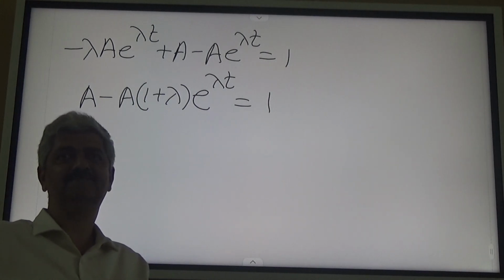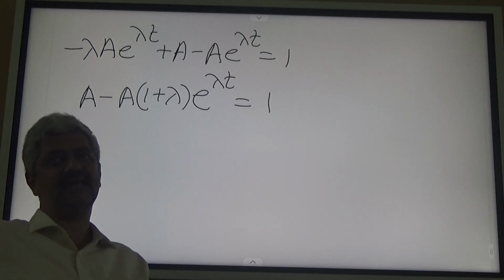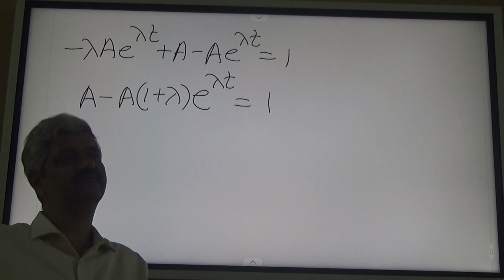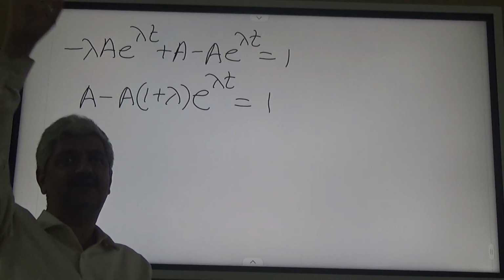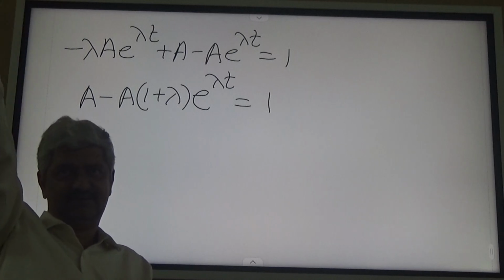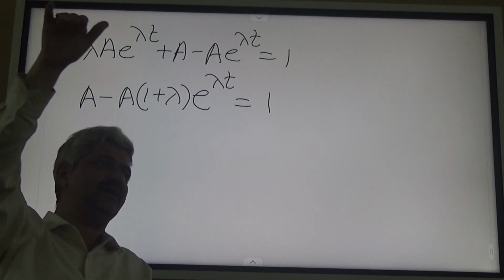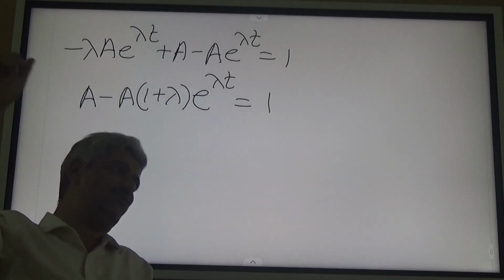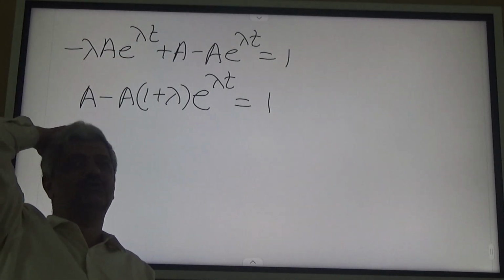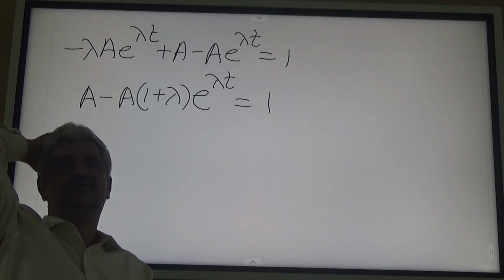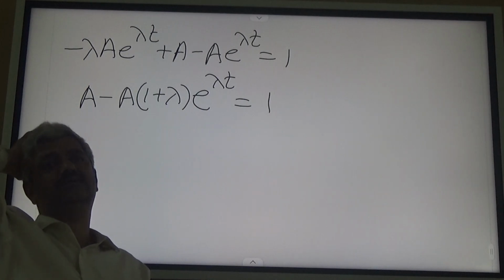एकच आहे. Then can I find two unknowns from one equation? LOT is equal to a minus a e raised to lambda t. A and lambda to be found out. The unknowns we found out are 2. Equation is 1.